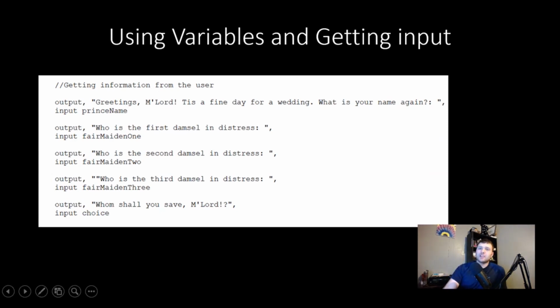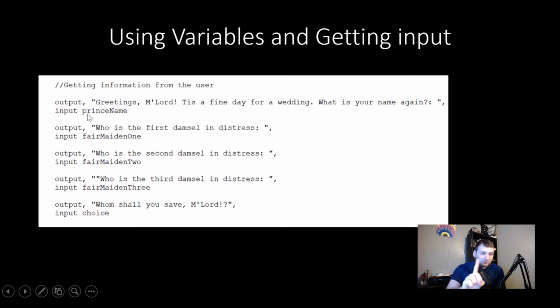So in this case, we're having an output line, which means our computer is spitting out to us this question. Greetings, my lord. 'Tis a fine day for a wedding. What is your name again? And this is where our user is going to input their name, the name of the prince of our castle. They're going to put prince name in.